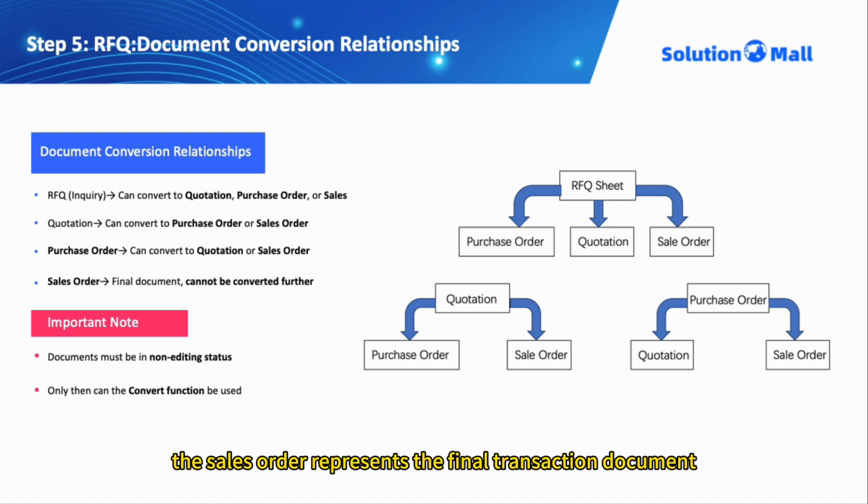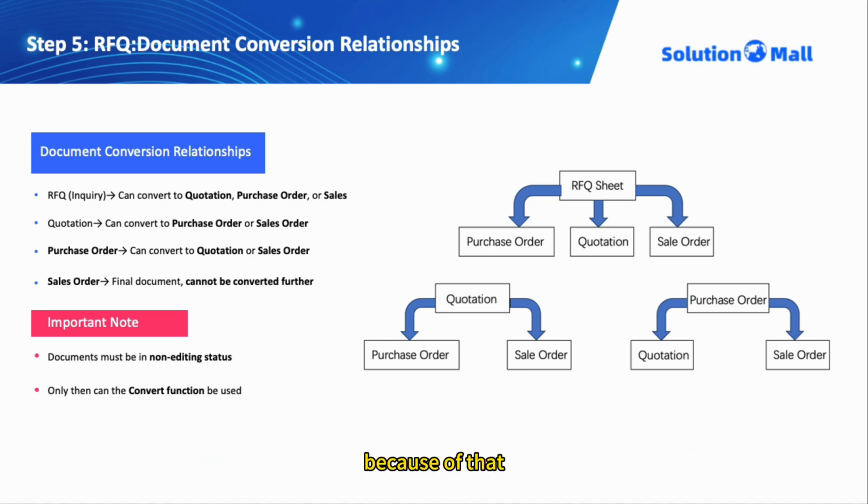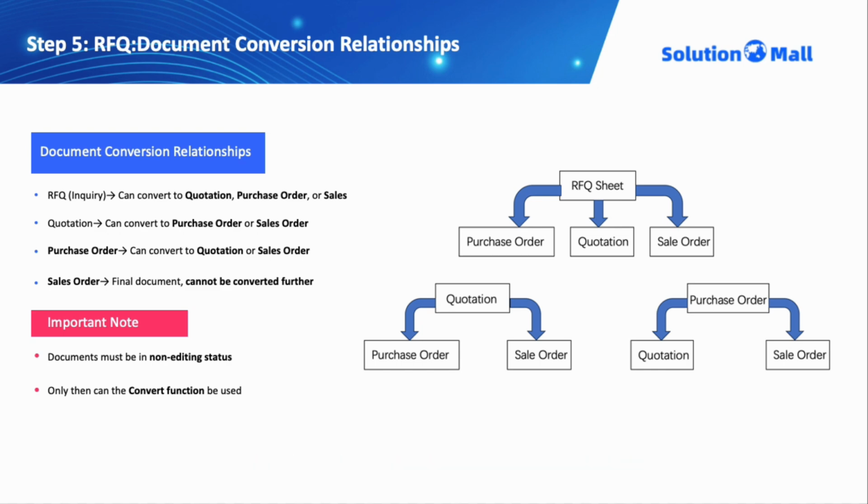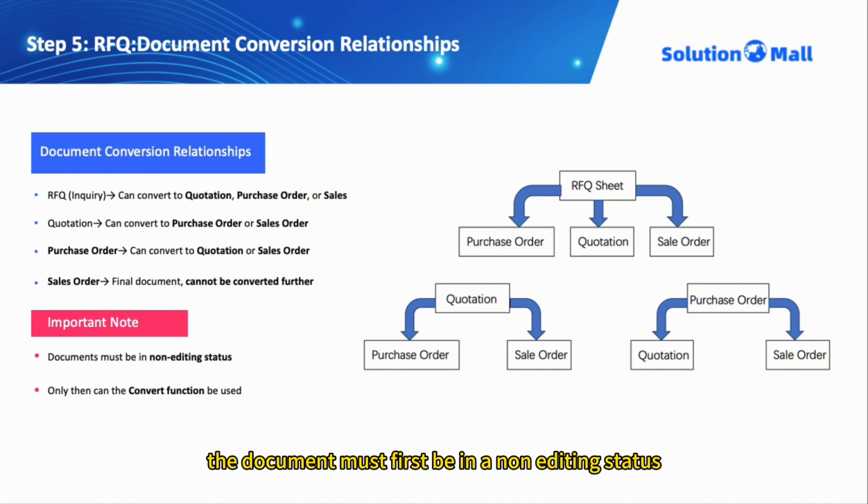The sales order represents the final transaction document. Because of that, it cannot be converted into any other type of document. There's also one important rule in the system. Before using the convert function, the document must first be in a non-editing status. This ensures that the data remains consistent during the conversion process. By following this approach, the system keeps all business documents connected in a clear and structured workflow.